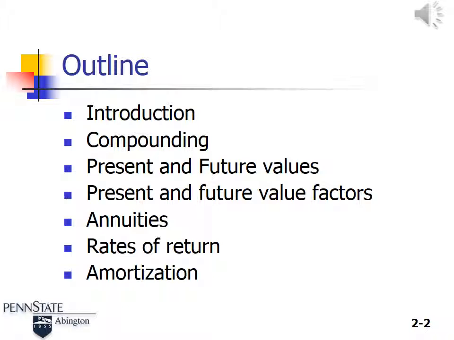So here is a brief outline of this chapter. We'll start with a brief introduction to what exactly time value of money means. We'll discuss how to do compounding, or essentially the concepts in compound interest. We will then move on to discussing what we call present and future values. We'll discuss briefly what some present and future value factors are. We'll move on to discussions of annuities, rates of return, and conclude by looking at how to develop amortization schedules.